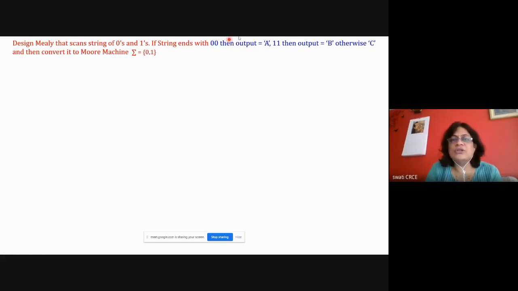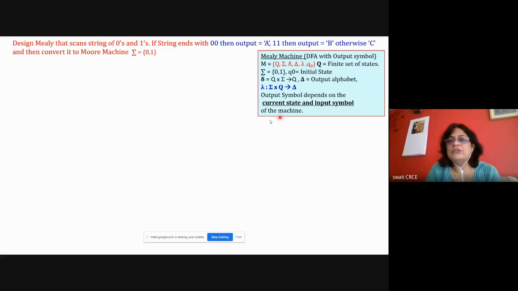So if it is 00, output is A. If it is 11, output is B, otherwise C. Okay, so let's start with the initial state. A Mealy machine is a machine with a combination of 6 elements: Q, sigma, delta, lambda, Q0, where the output symbol depends on the state and the input symbol. So always write down the definition.